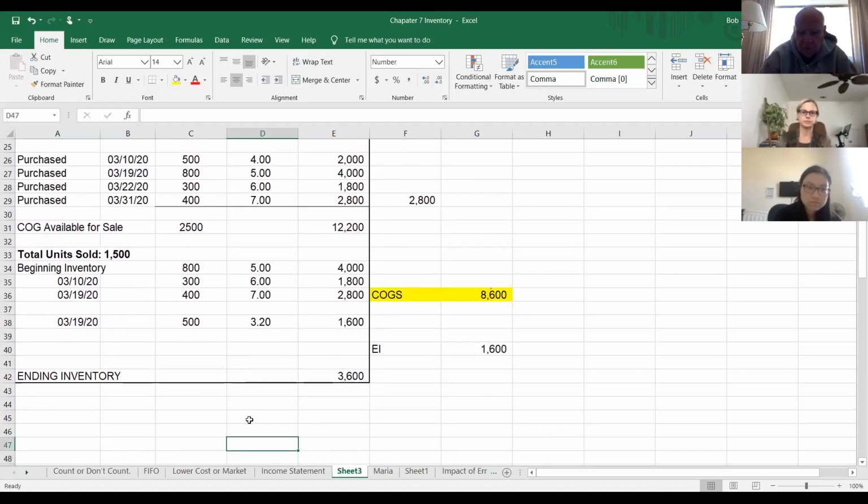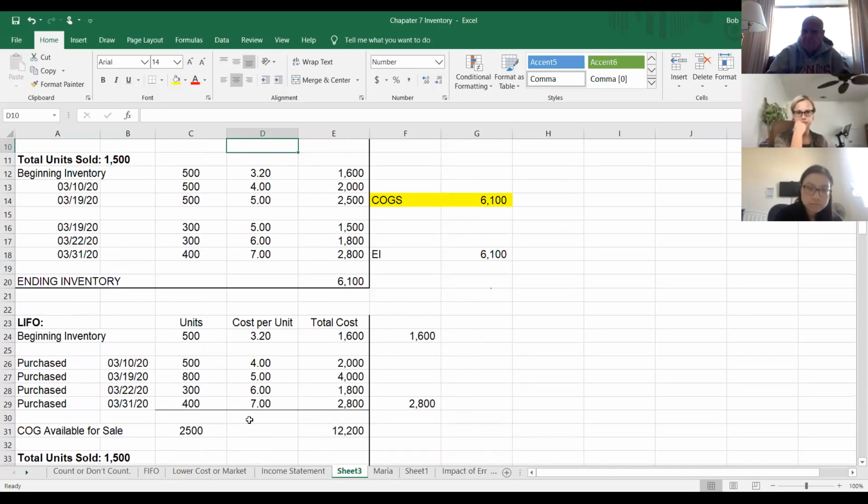Why would a company choose LIFO or FIFO? Callie or Kate, do you have any thoughts on that? You run a business. Which one do you think you would want to choose? Oh, come on, Callie, guess.